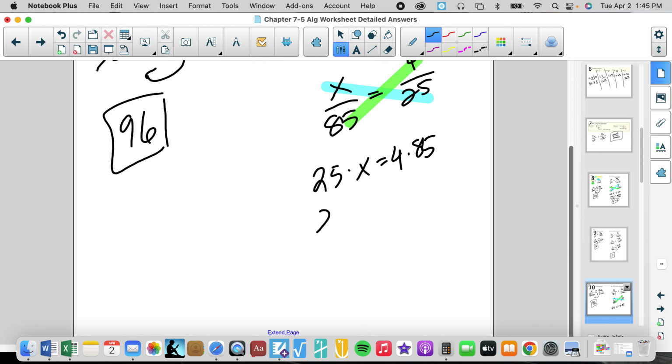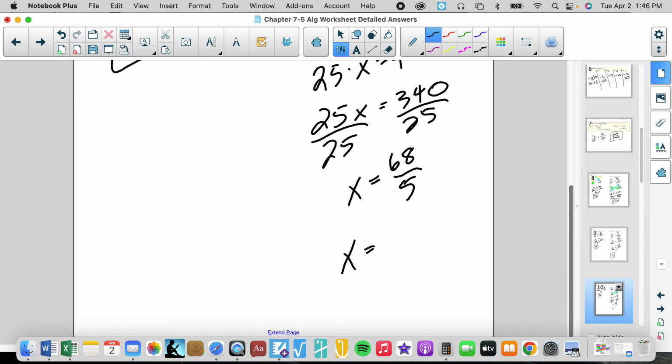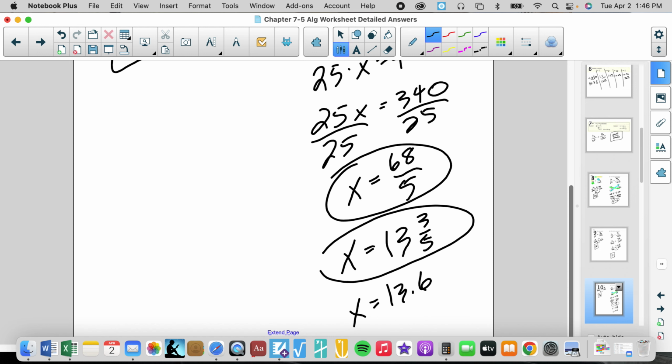We get 25x equals 340. Divide by 25. Ooh, this is going to be a funky one. And so 5 goes into each of those. 5 goes into 25 5 times. 5 goes into 340 68. So x is going to equal 13 3/5. 13.6. Any of these will work in my book.